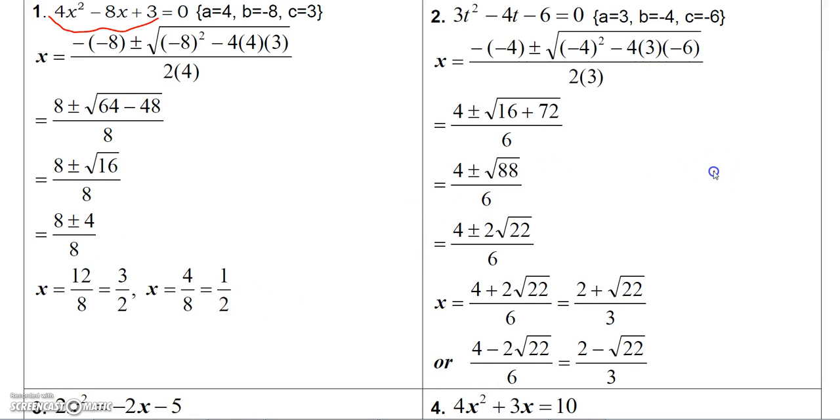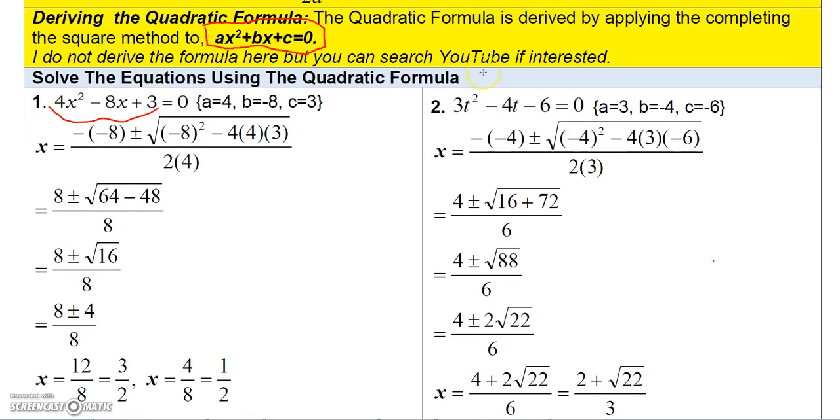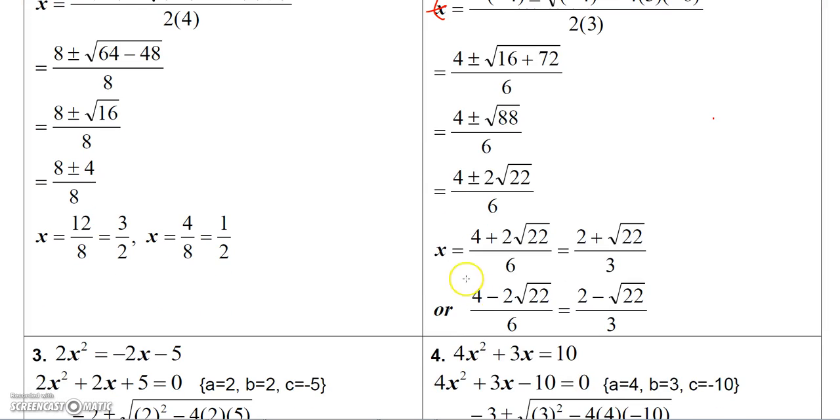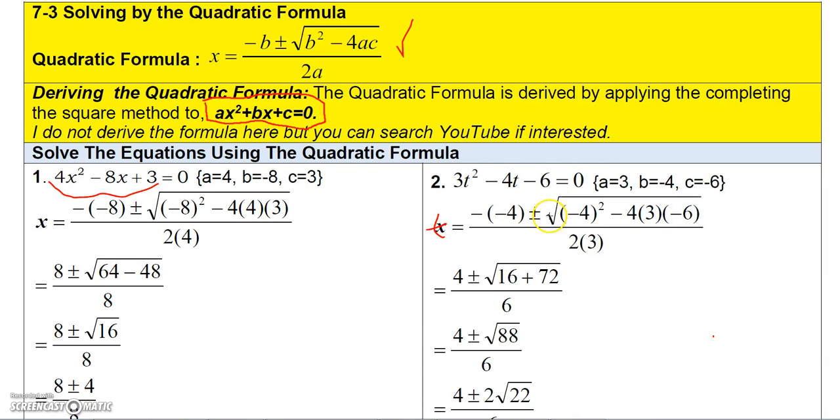Okay, now let's take a look at the next one here. On this one, I have a is 3, b is negative 4, and c is negative 6. So a is 3, b is negative 4, and c is negative 6. Now I'm using the variable t here, so my equation's in terms of the variable t, so I really should have written t here. So let me go down here and change these x's to t's, because I sometimes forget to do that when I switch variables.